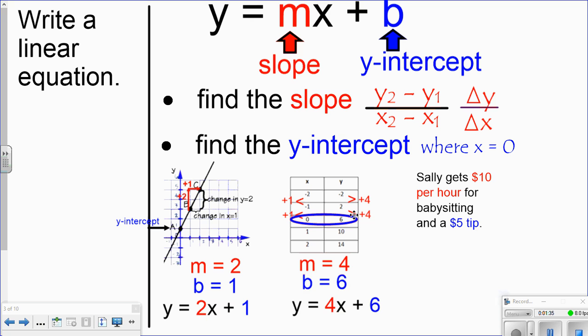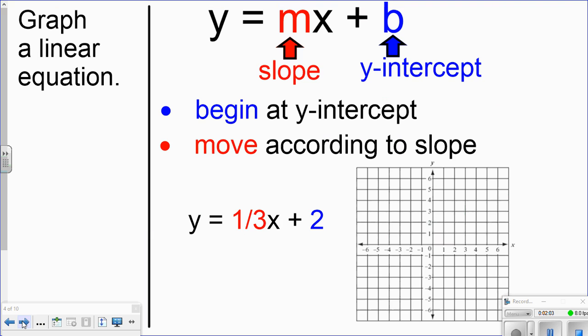In a table, the m is going to be that rate of change, so what keeps happening to the y over the x, so that would be 4 in this example. The b is where x is 0, so that is 6, and we write our equation, y equals 4x plus 6. In the words here, the m is the slope or rate of change. That's the $10 per hour. The b is the $5 tip, and we write the equation y equals 10x plus 5.